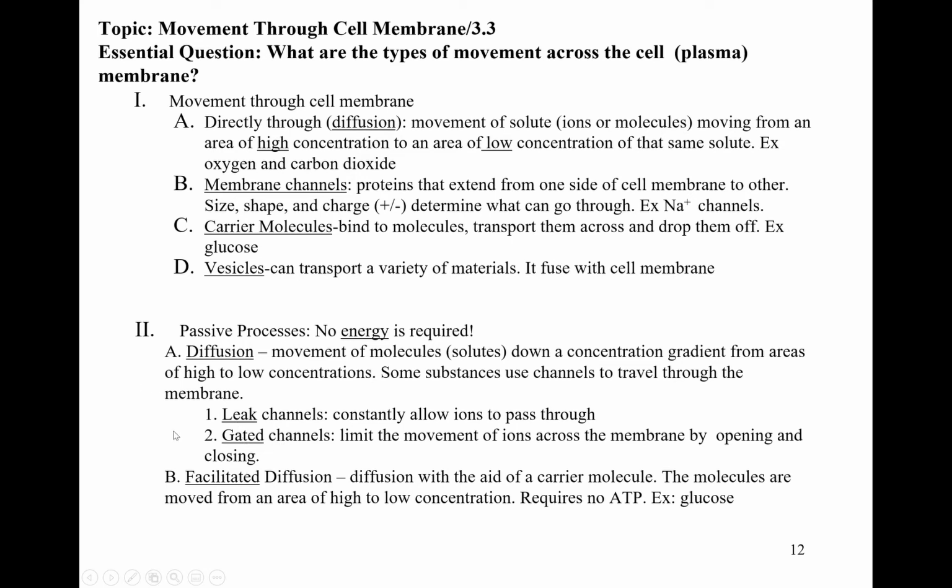So that's diffusion. Now, facilitated diffusion is still movement from a high to a low concentration. That's the nature of diffusion. But if it has a helper or a carrier molecule with it, allowing it to do that, then it's facilitated diffusion. So the molecules are moved still from a high to a low concentration, but it does need something to help it move across. It still requires no ATP, which is the energy molecule. The example here I talked about was glucose.